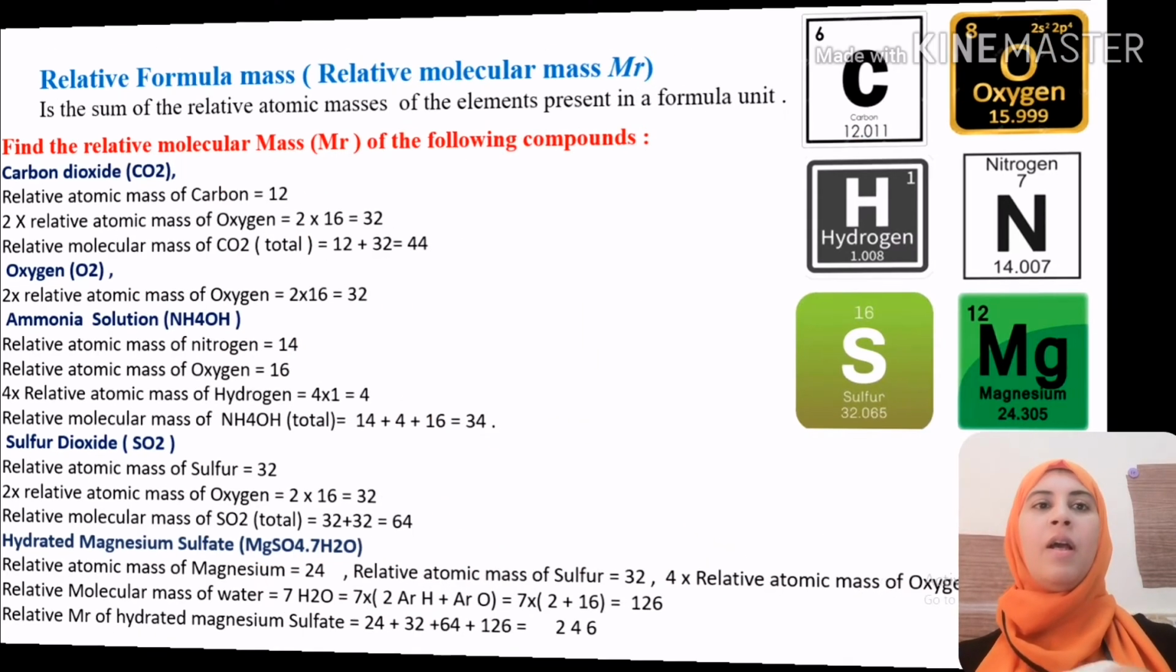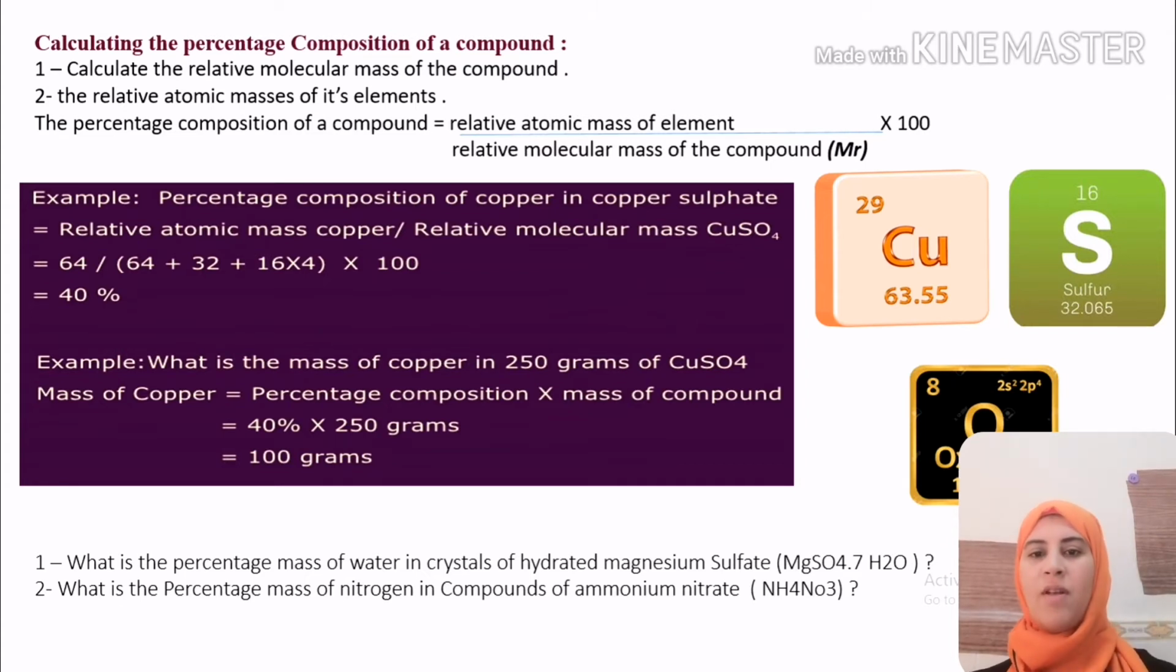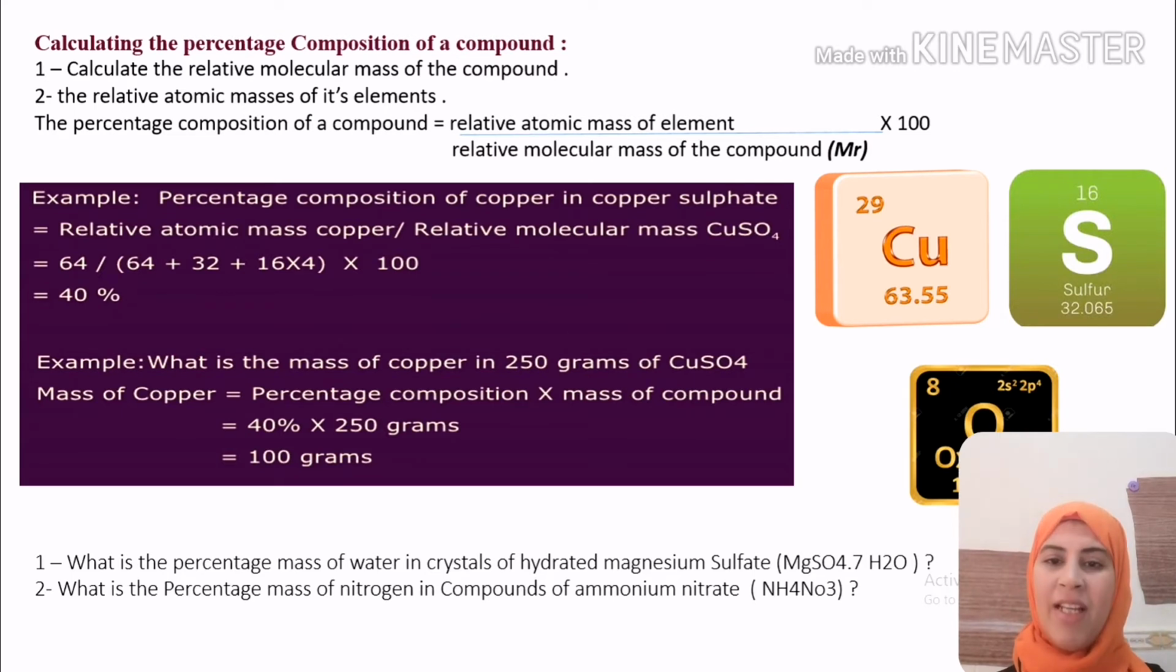Okay. Now we will learn how to calculate the percentage composition of a compound. If we have a compound like hydrated magnesium sulfate, and we want to calculate the percentage of water molecules in it, how can we calculate the percentage of an element in the composition of a compound?